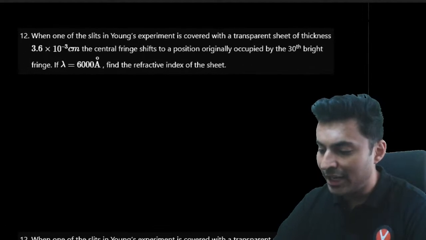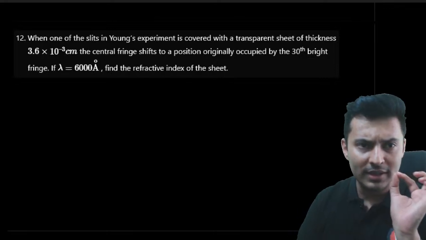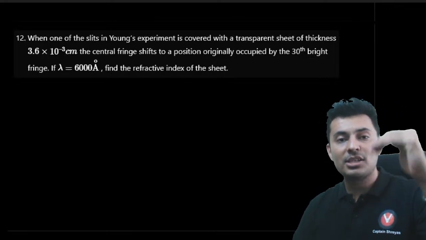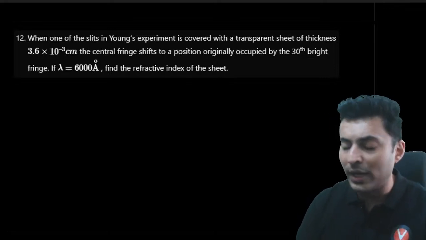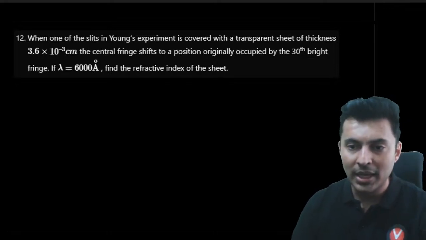When you take one of the slits in YDSE and you cover it with a small thickness of translucent material, the fringe pattern shifts by some amount, and the shift here is given by 30 fringes. Find the refractive index of it. Okay, I hope this is clear.